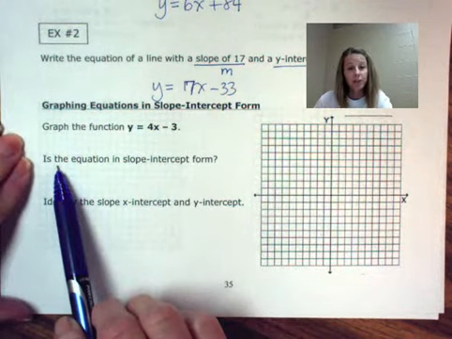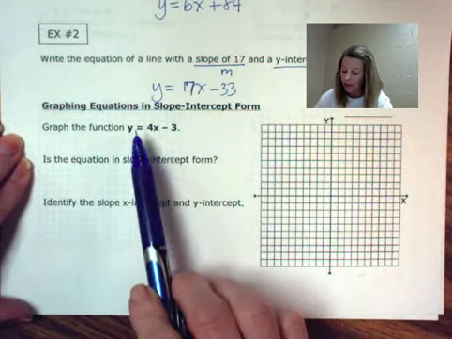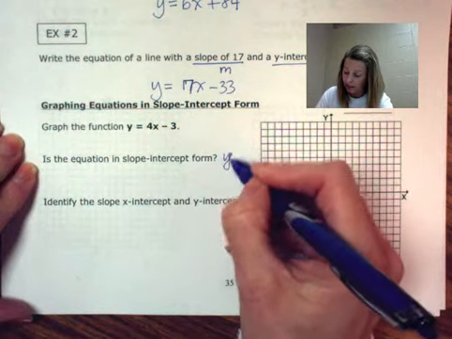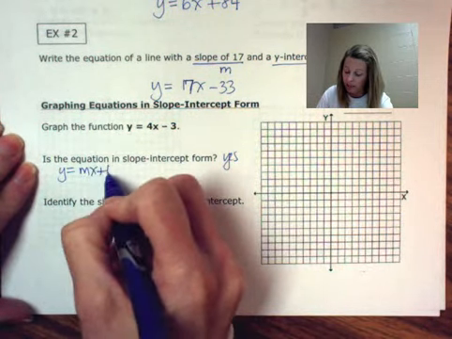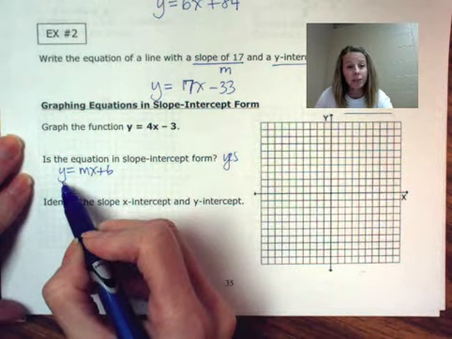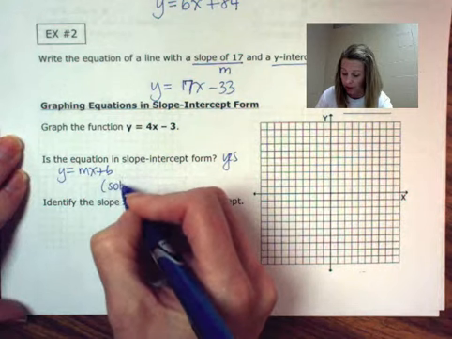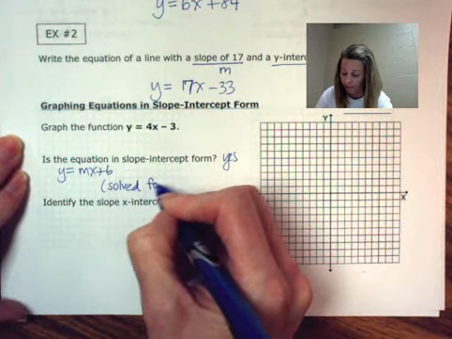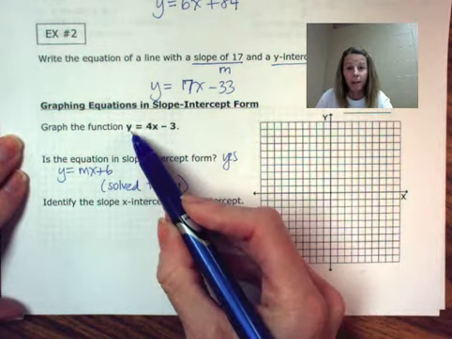The question you should always ask yourself is: is this in slope-intercept form? And the answer is yes. Slope-intercept form is this equation, y = mx + b, and what I'm looking for is an equation solved for y. So in parentheses, I'm going to write solved for y. When I look at the equation I'm given, yes, I have y all by itself.